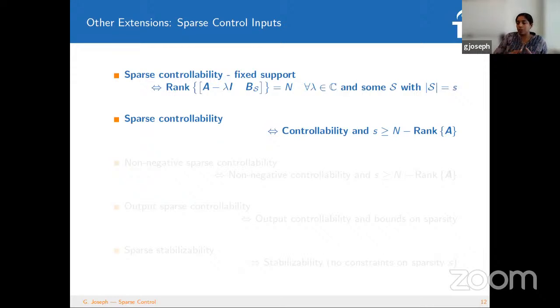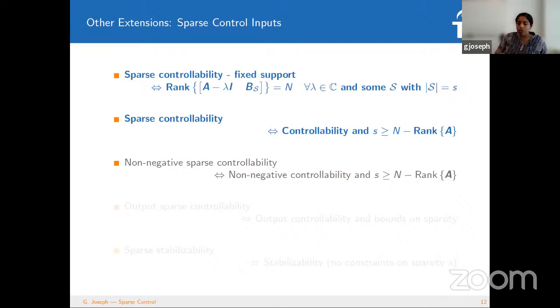That is the classical controllability, and a lower bound on sparsity. So sparsity should be greater than or equal to the nullity of A to ensure this happens. There are several extensions of this work. The one extension is non-negative sparse controllability. So in addition to the sparsity constraint, suppose you have non-negativity constraints on your control input.